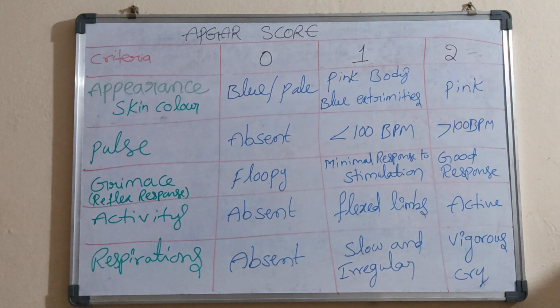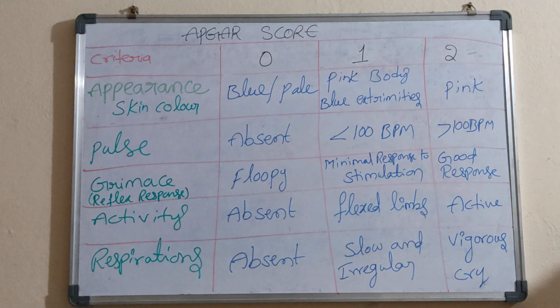See, the first criterion is appearance, the skin color. We have to check the newborn baby's skin color. Under 0 I am writing blue or pale. Under 1, pink body and blue extremities. Under 2, body is pink. So in these 3 columns, if your baby has a blue or pale body, you need to give score 0. If the baby has a pink body but blue extremities, give score 1. Otherwise, if the baby's body is completely pink, with no blue or abnormal color, you can directly give score 2 for appearance of the skin color. Based on which of the 3 columns the baby's criteria match, that score you need to give under appearance.